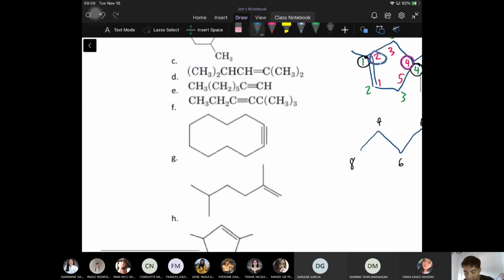Etong letter G, actually naiinis ako sa drawing ng textbook kasi mali. Kailangan naka-straight line yan. Tapos saka mo siya i-connect doon. Nung nakita ko to, sabi ko, ano ba yan? Gigil lang, gigil. Kasi mali eh. Okay, paano natin ito papangalanan? Cyclic to. So, ilang carbon to? 1, 2, 3, 4, 5, 6, 7, 8, 9, 10. So, 10 carbons. So, this is cyclodecyne.